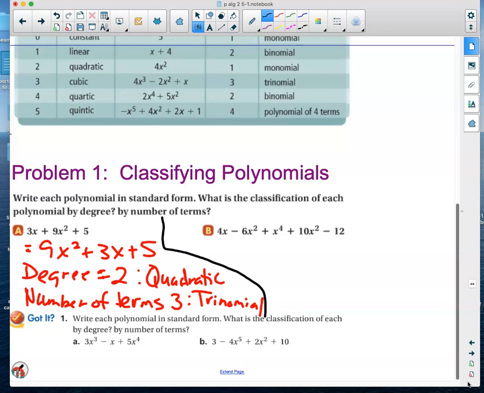Everybody ready? Can somebody tell me what they wrote down for the standard form of this polynomial? Please unmute. Don't be shy.